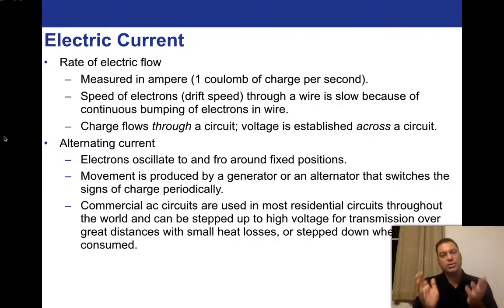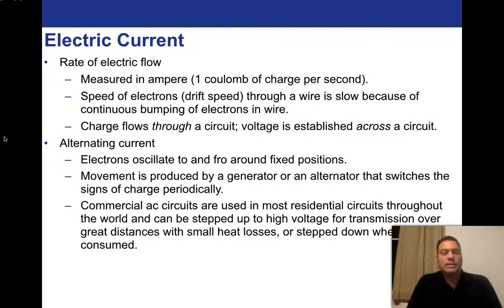So you want to make sure that you have an understanding that voltage is the difference in potential, or the potential difference, whereas the charge flows through a circuit. The amperes is kind of like the amount of charge that's moving through.